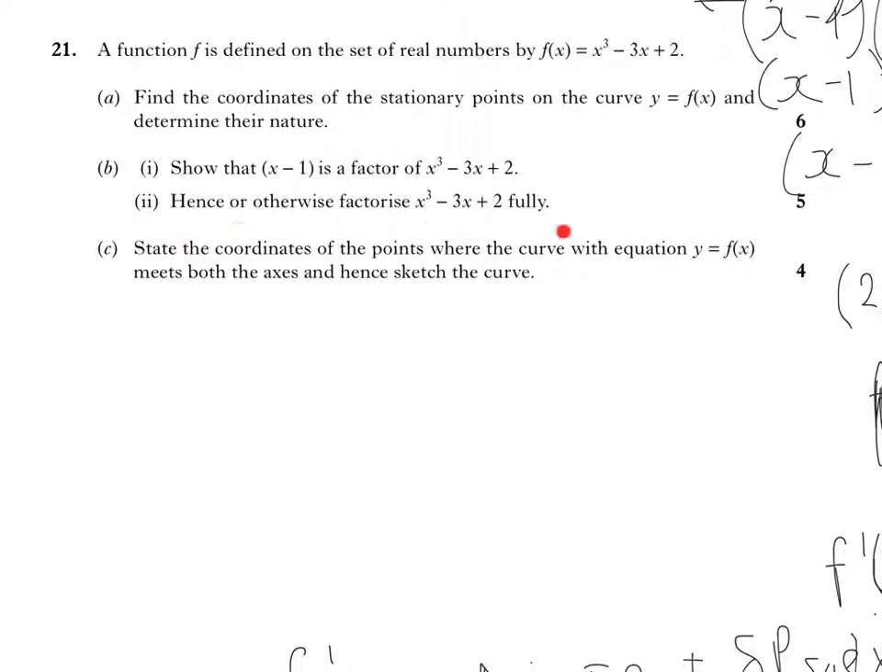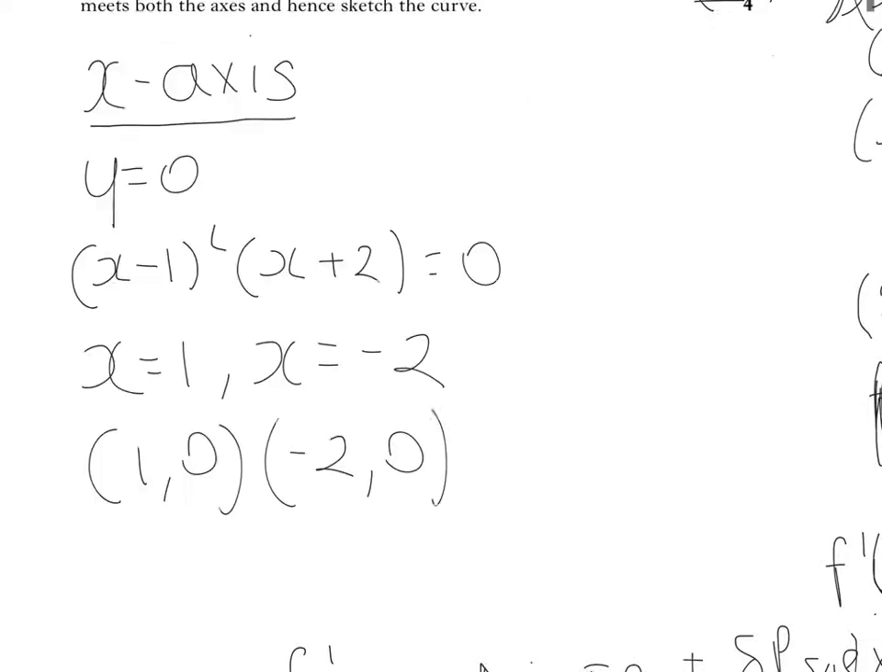Part C, state the coordinates of the points at which the curve meets both axes and hence sketch the curve. So first of all, I'm going to check the x-axis, make y equal to 0. So I'll just make the function equal to 0. I've already factorised the function with the polynomials, but that gives me x equals 1 and x equals -2. The y coordinate as I know is 0, so that's 1, 0 and -2, 0.